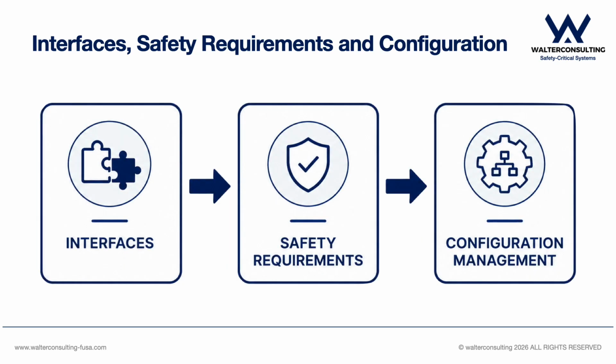The first supporting activities focus on managing information throughout development. Interfaces between teams and organizations must be clearly defined. Safety requirements must be specified, maintained, and communicated consistently. Configuration management ensures that the correct versions of work products remain under control. Together, these activities provide stability and traceability across complex engineering projects.